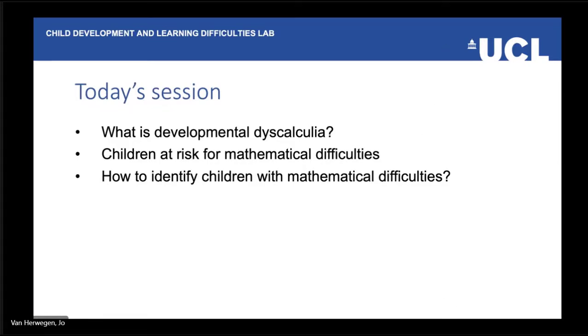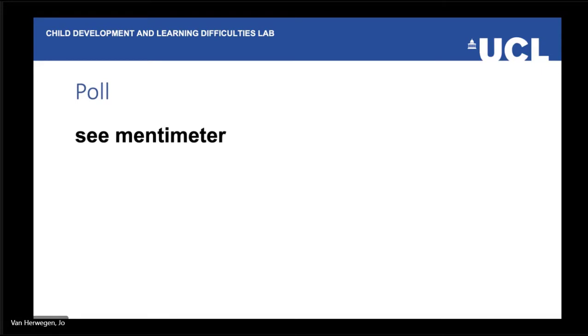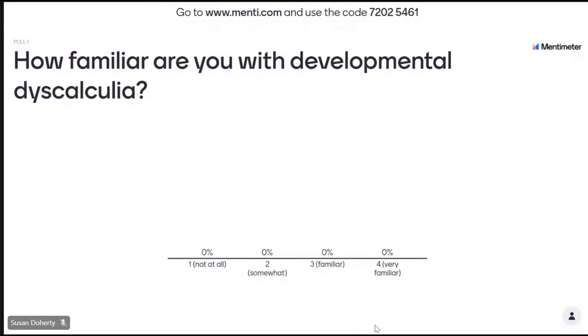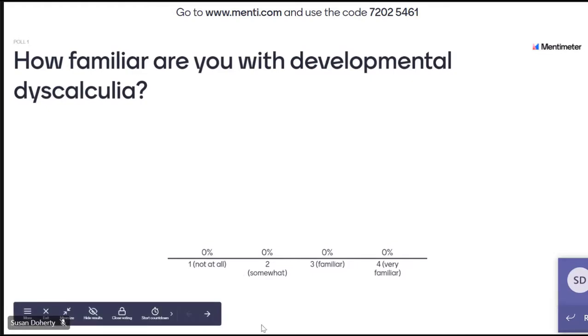To start off our session, I think we have a poll for Mentimeter, so I'm going to stop sharing already. And we're going to go to Susan, who's going to share Mentimeter with us so we can see what you think about developmental dyscalculia. There you go. If you go to menti.com and use the code at the top, you should be able to respond to this question around how familiar you are with developmental dyscalculia.